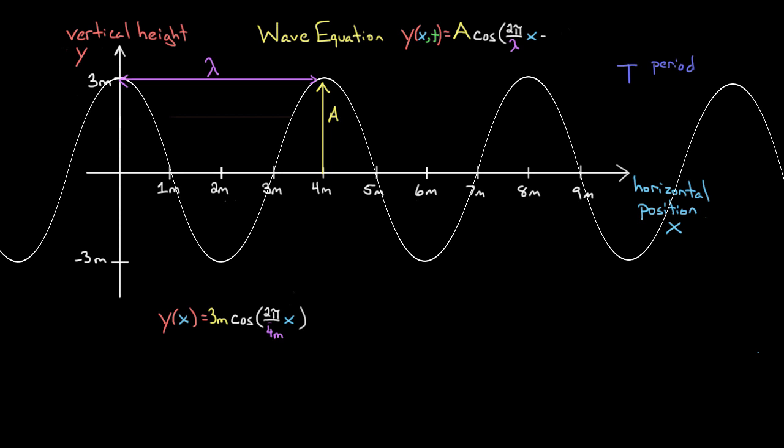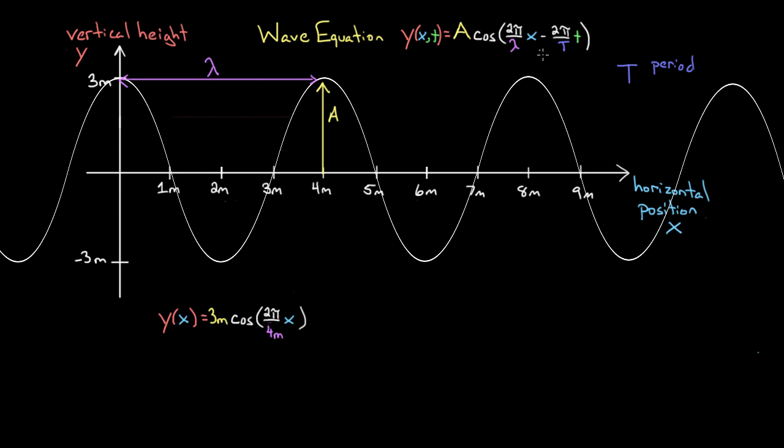We play the exact same game. I can't just put time in here. What I'm going to do is put 2 pi over the period, capital T, and then multiply by the time. That way, just like every time we walk one wavelength along the pier we see the same height because this becomes 2 pi, every time we wait one whole period, this becomes 2 pi, and this whole thing is going to reset again.